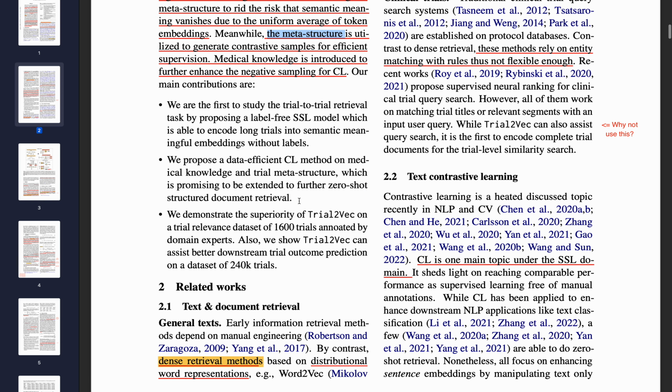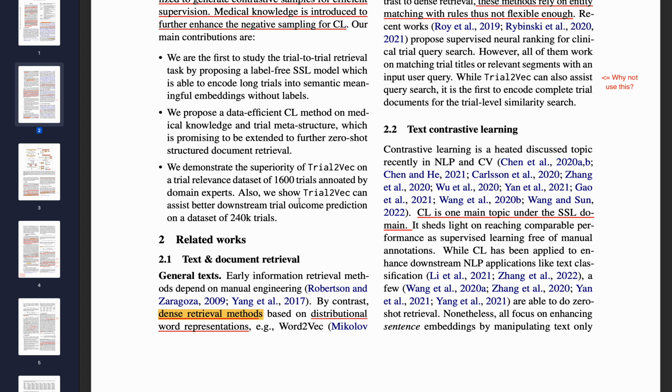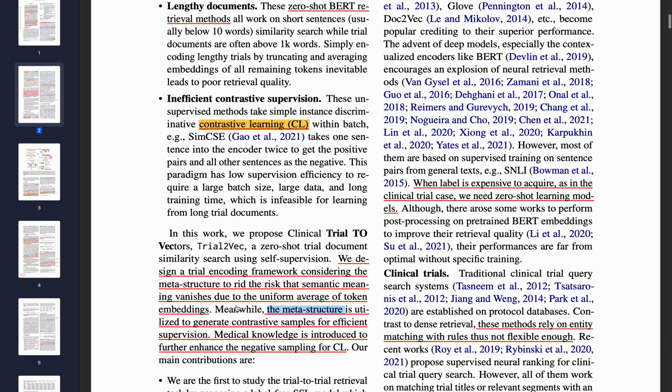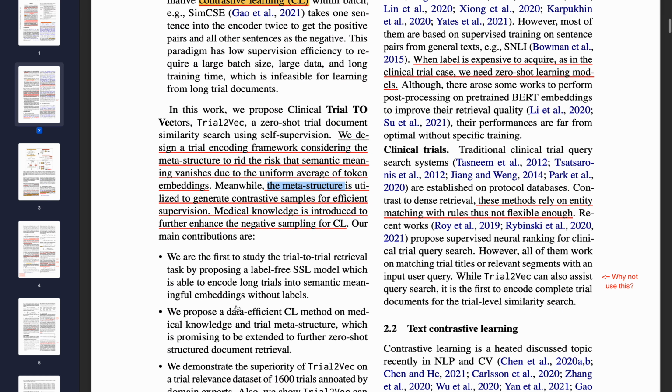They talk about some of the previous work which was done using dense retrieval methods, but it was not enough. It wasn't done at this large scale. Now let's think about why using just a query as an input might not be enough.